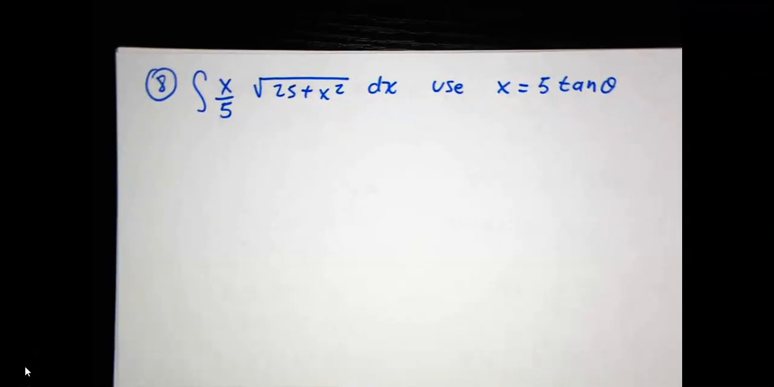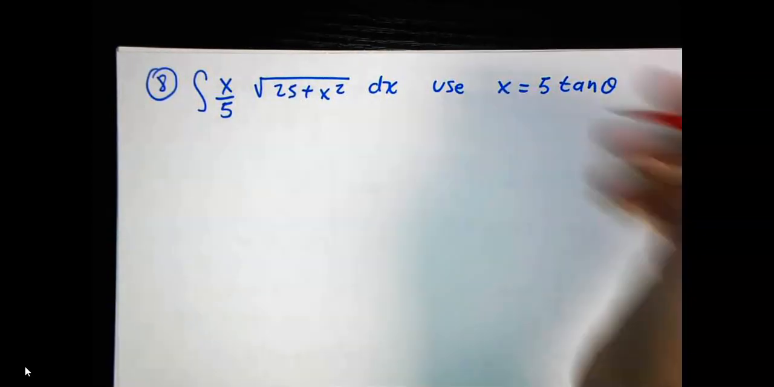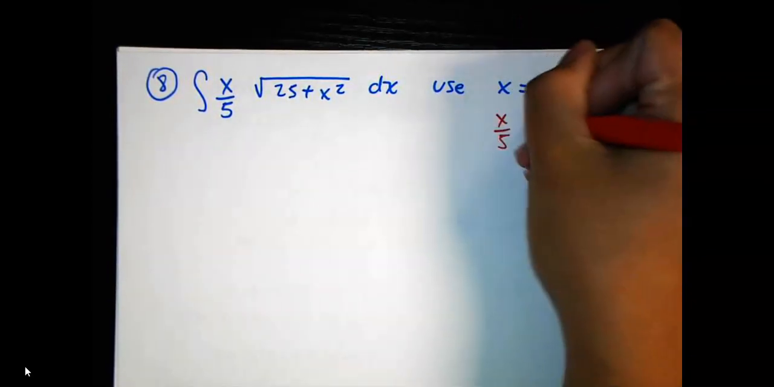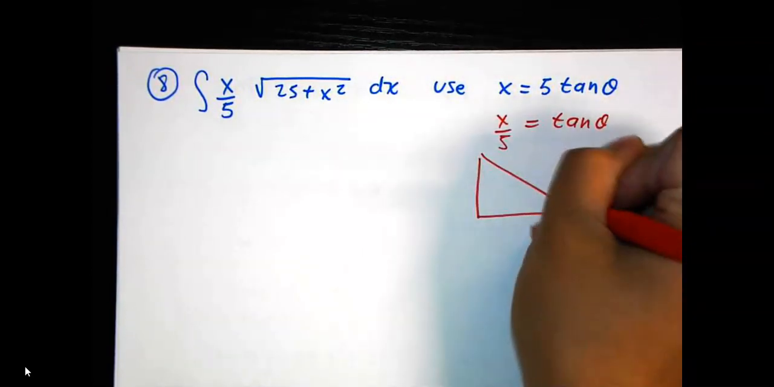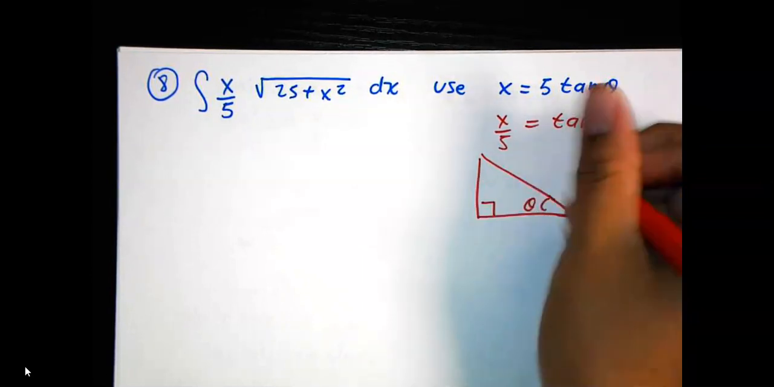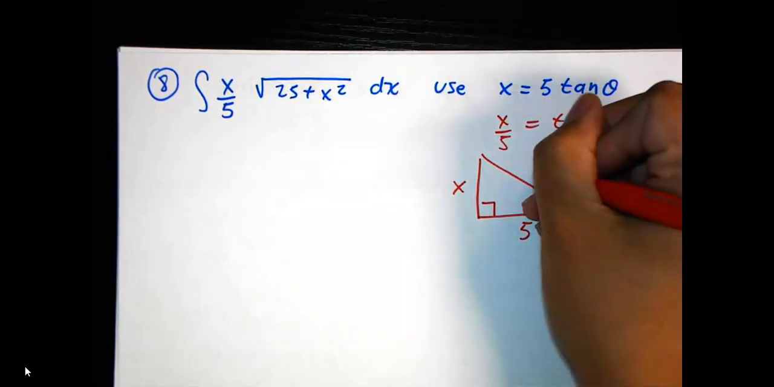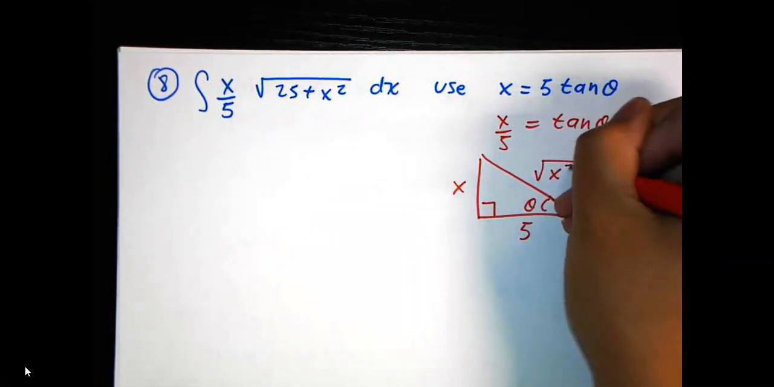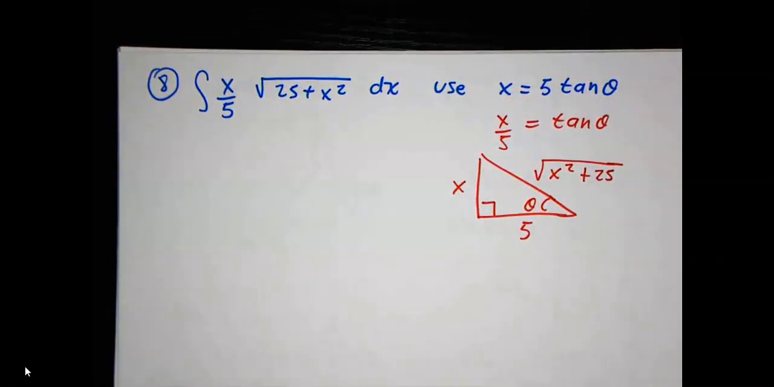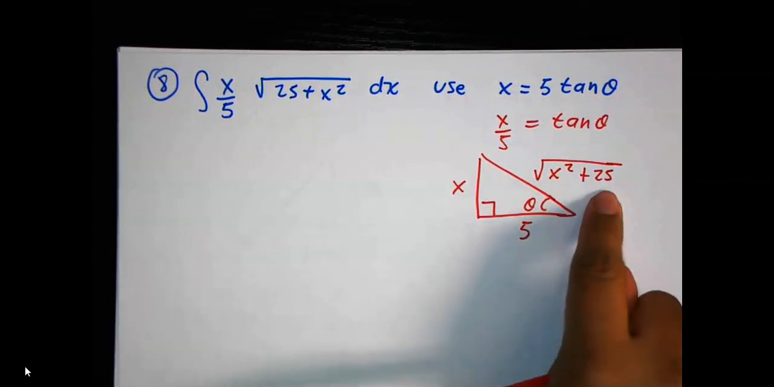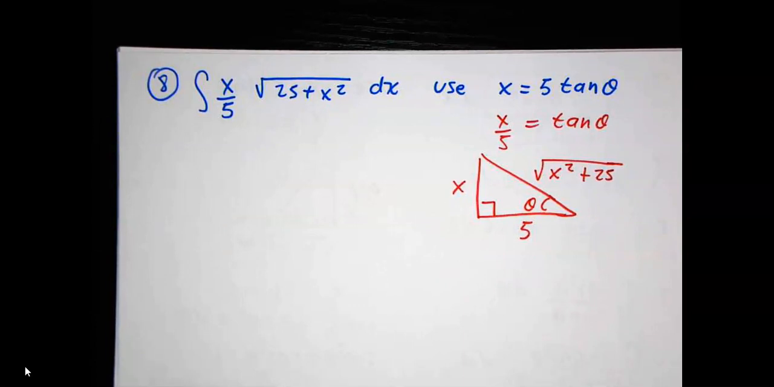Okay, number 8 is super similar. So this is a function, and it says use x equals 5 tangent of theta. So just like on the other one, I'm going to divide by 5 and have tangent of theta. I'm going to create my right triangle. Tangent is opposite over adjacent. So the hypotenuse will be the square root of x squared plus 5 squared, which is 25. This order doesn't matter since we have a plus sign. It could also be 25 plus x squared. It does not matter.